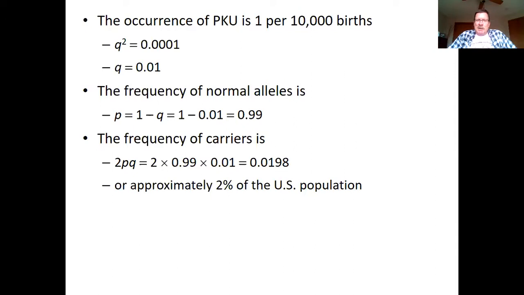So then the frequency, if p plus q equals 1, then 1 minus q is 0.99. Okay, so 99% homozygous dominant. And the heterozygous carriers, 2pq, 2 times 0.99 times 0.01, is about 1.9 or 2% of the US population, and that doesn't change much worldwide.